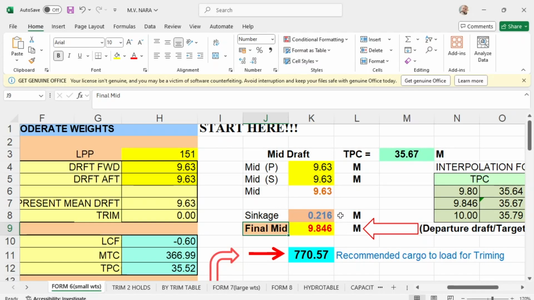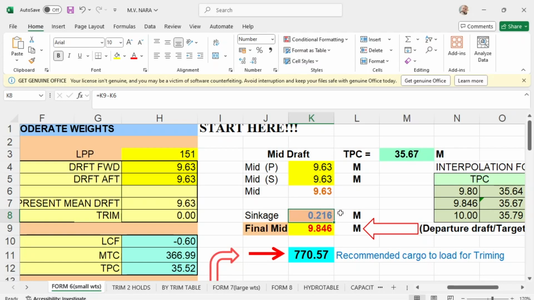So the sinkage, we will convert this into the amount of cargo. So the formula is, just click this one, then you will see the formula here. Okay, I'm sorry. So this is to get the sinkage: your final departure mid-draft of 9.846 minus your actual mid-draft of 9.63, and your sinkage will be 0.216. This will be your sinkage.